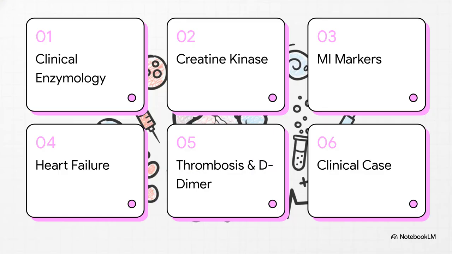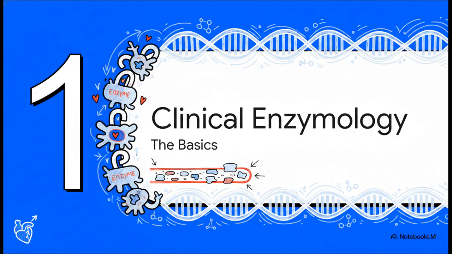Think of this explainer as a medical detective's map. We're going to break down a massive amount of dense clinical data into 6 systematic chapters. Basics of clinical enzymology, the energy enzyme creatine kinase, MI markers, heart failure, thrombosis and D-dimer, and finally, we'll test our knowledge with a real clinical case diagnosis. All right, let's jump right into Section 1, Basics of Clinical Enzymology.